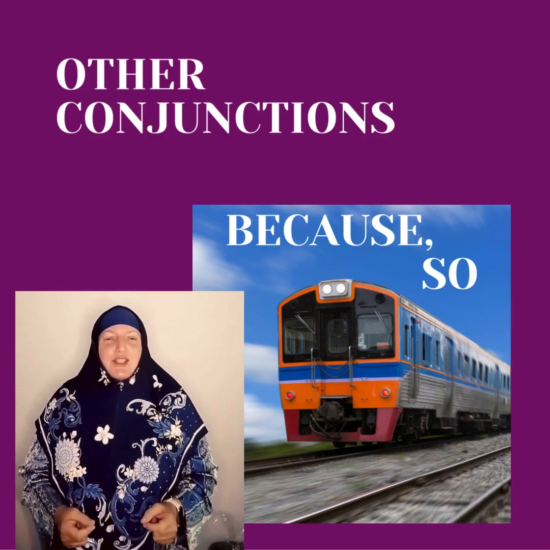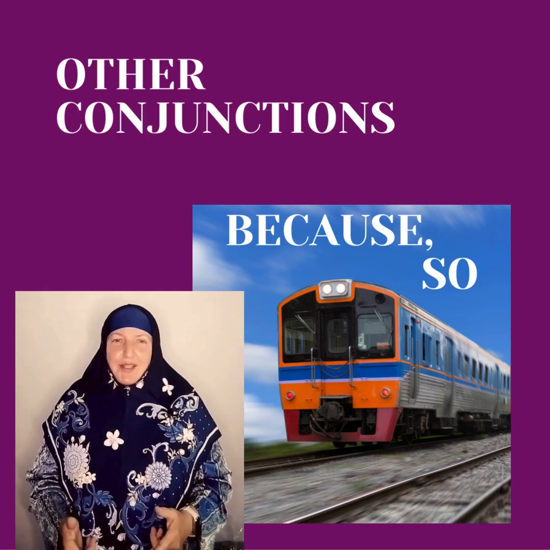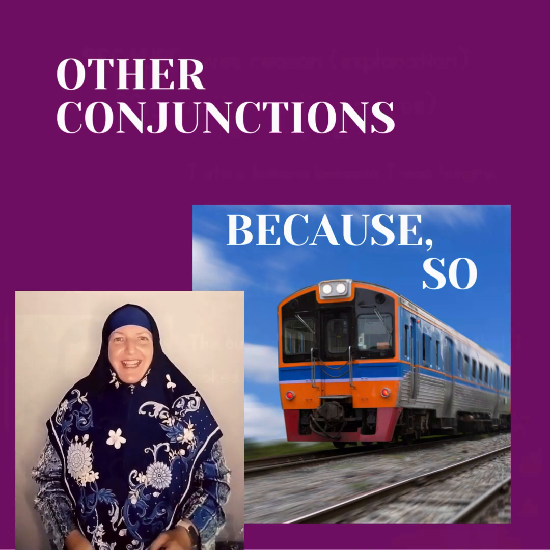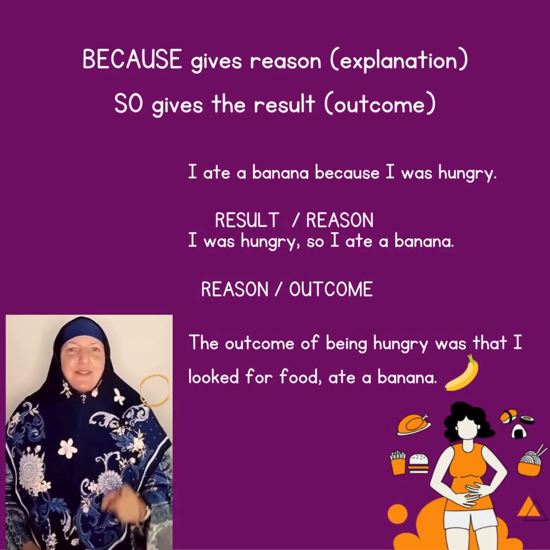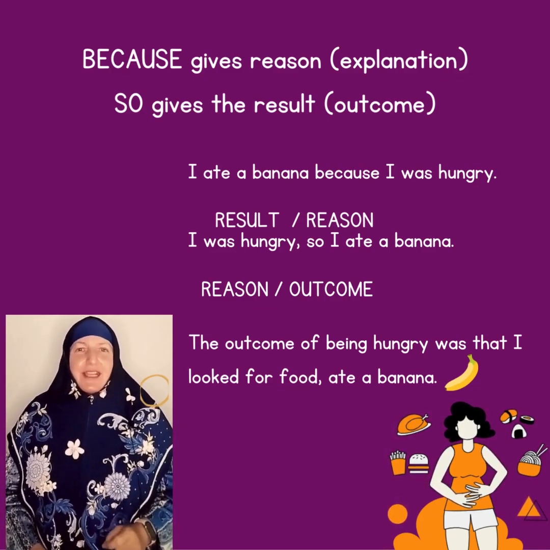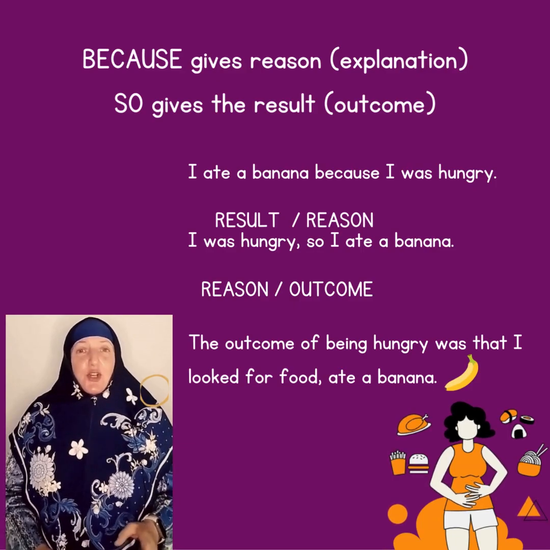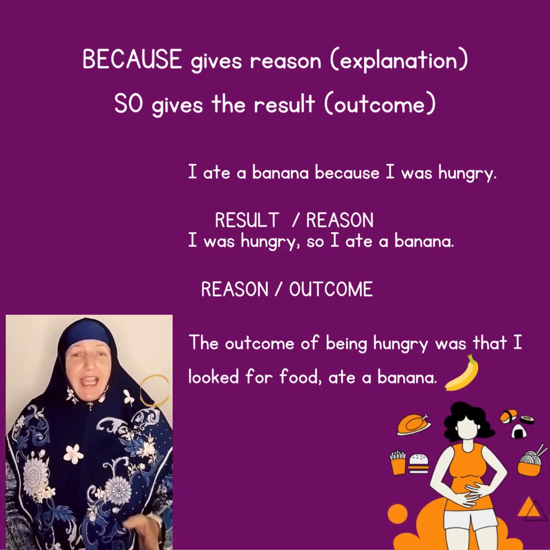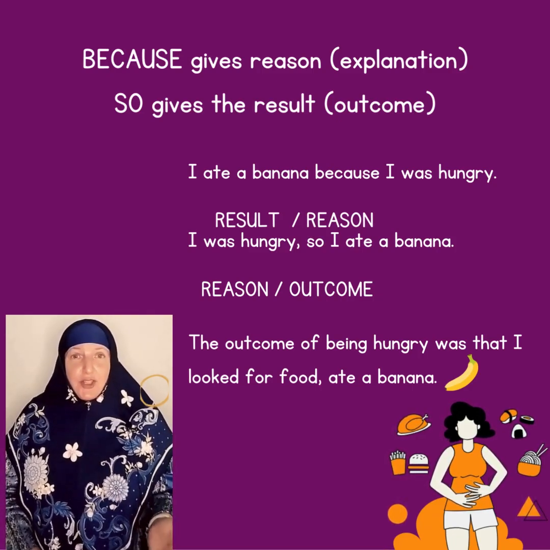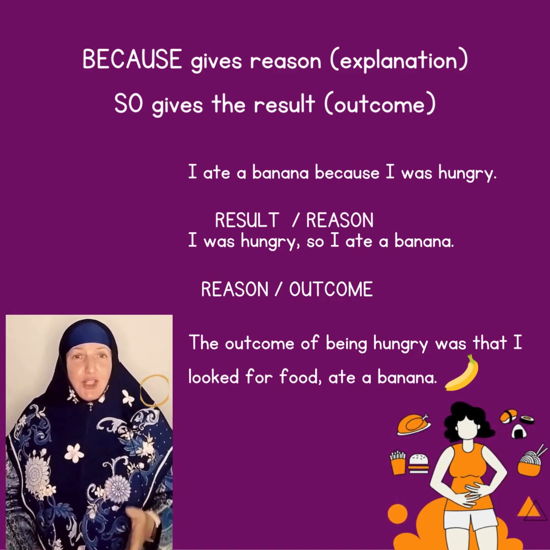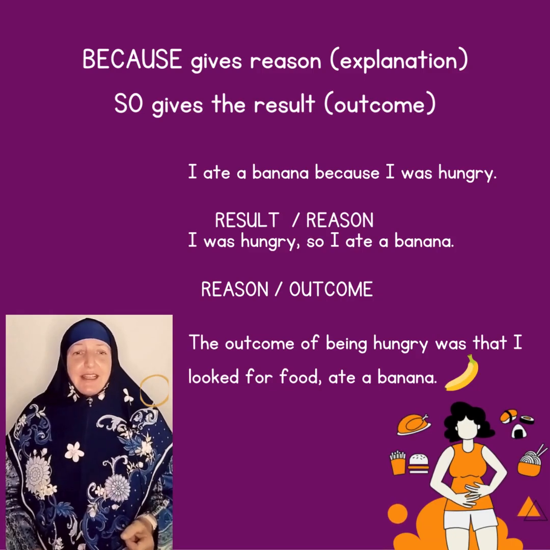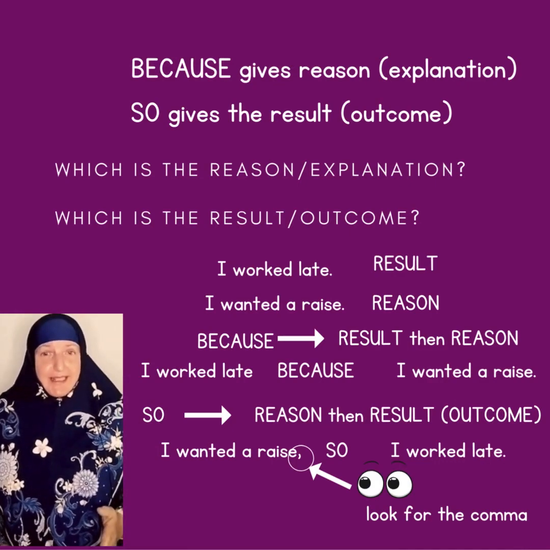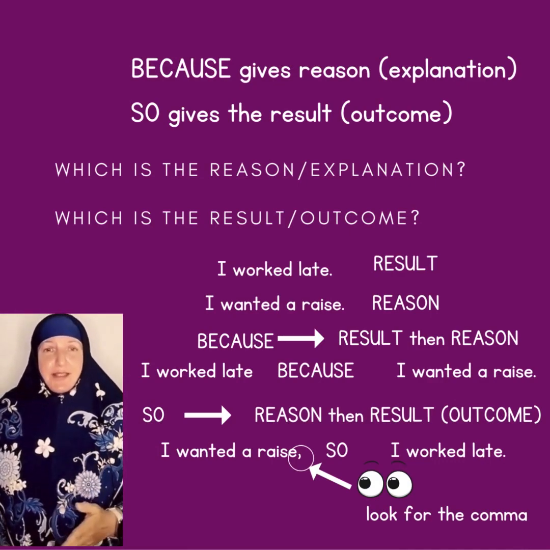Other conjunctions we can use are because and so. These conjunctions are a little more difficult, but let's make it easy. Because gives reasons or explanations for actions. So gives the result or outcome of an action. I ate a banana because I was hungry. I was hungry, so I ate a banana. Because gives reasons, so gives the result.